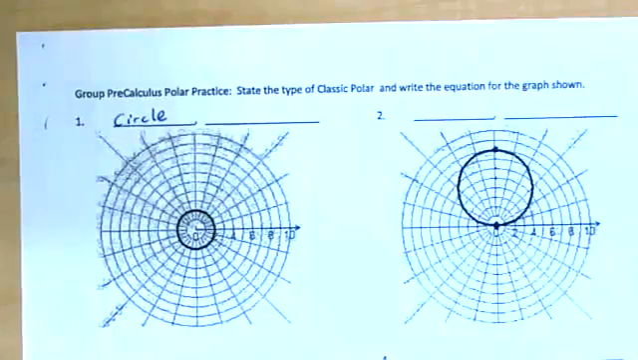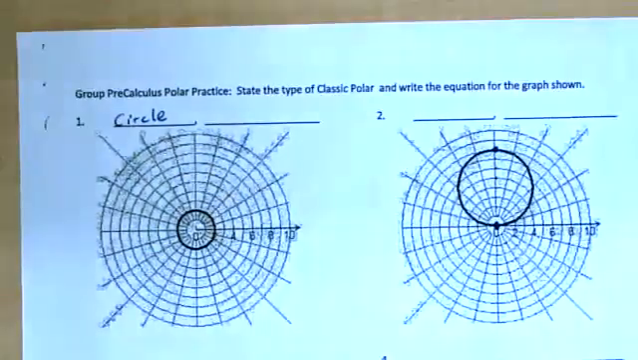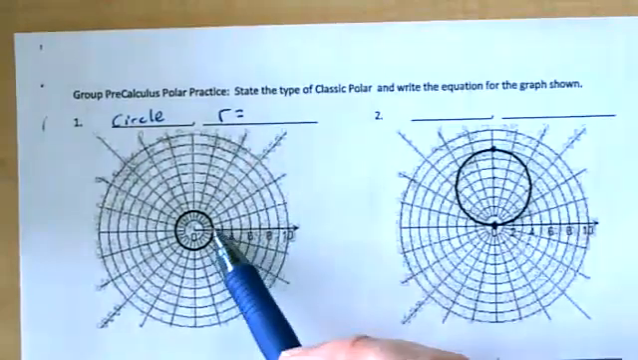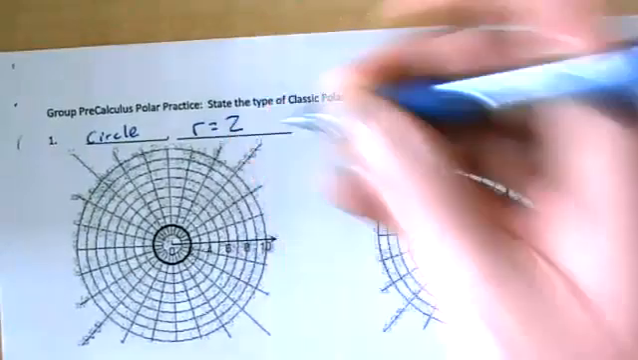And I bet that I could figure out what its equation would be. It's going to be r equals, now we did r equals 8. What do you think this one's going to be? r equals 2, because it's going 2 out. So r equals 2. Cool. Okay.